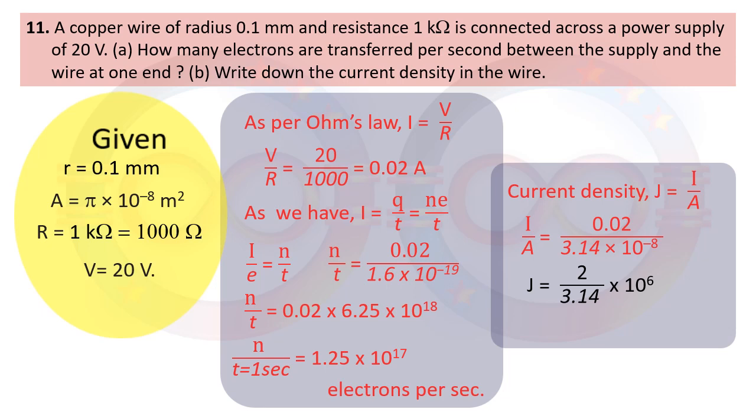On simplifying it, it is 2 upon pi, or 0.637 into 10 raised to 6, or 6.37 into 10 raised to 5 ampere per meter square is the final answer. So current density is 6.37 into 10 raised to 5, and the number of electrons which are passing per second is 1.25 into 10 raised to 17.